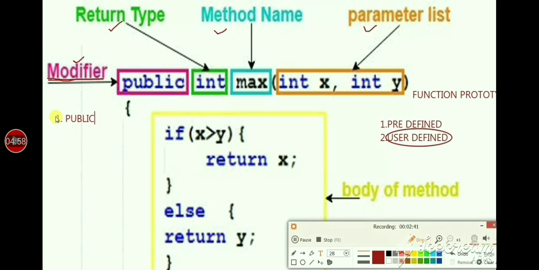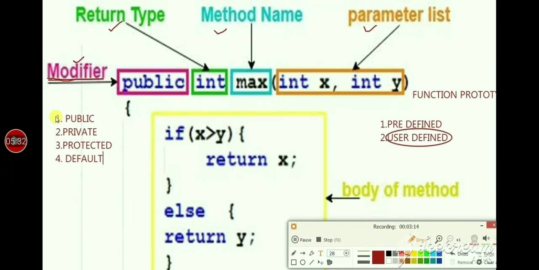The first one is public. Public has scope that is visible everywhere. The second one is private. Private has scope only within the class. The third one is protected. Protected has scope within the package and all subclasses. And the fourth one is default. Default has scope only inside the same package. If you don't give anything, it will take the default access specifier.